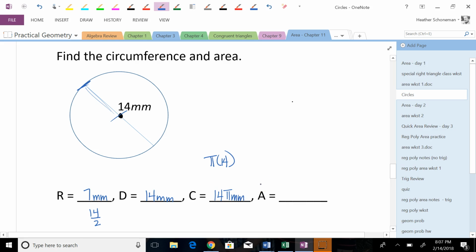Okay. And then area. Area is pi times the radius squared. You can't use the 14. Okay. This formula wants radius. And the radius in this problem is 7. And 7 squared is 49, so I write 49 pi millimeters squared. Notice that I don't put a squared on the pi. Okay, because when I'm doing this part here, I'm only squaring the number, not the pi.